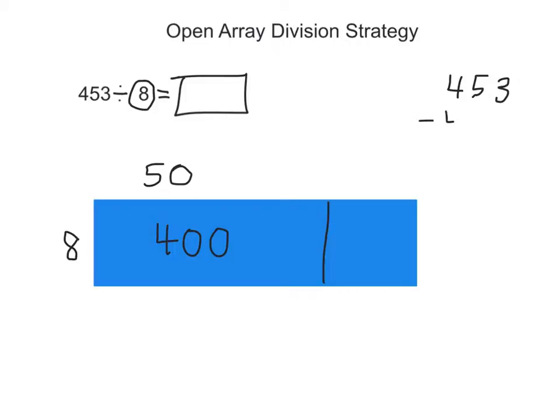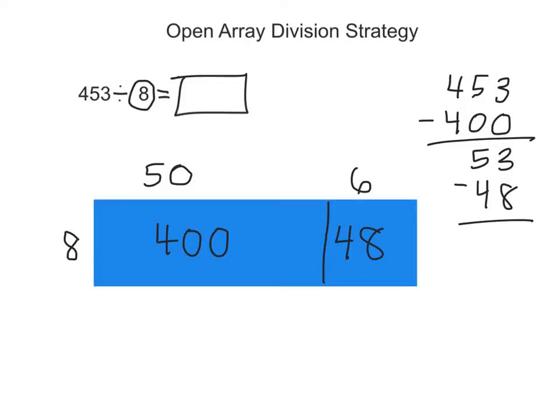I'm going to subtract away 400 from my dividend. I'm left with 53, so that's what I have left. So I need to think to myself, how many times can 8 go into 53? Thinking about facts that I know, I could do 8 times 5 is 40, but I also know that I could do 8 times 6 to get 48. So 8 times 6 is 48.